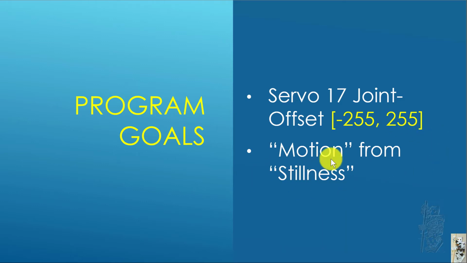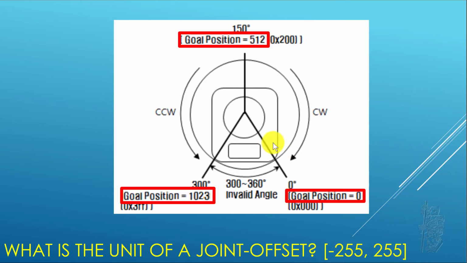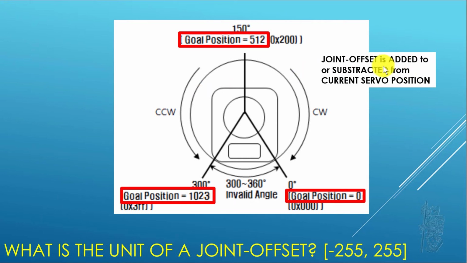And essentially, I'm trying to show you how you can get motion from stillness. So let's see. First, what are the units of join offset? If you remember the goal position, the legal values are between 0 and 1023, 512 being the middle position at 150 degrees here. So if your goal position is 512, minus 255 is over here, plus 255 is over here. So the join offset is essentially added to or subtracted from the current servo position.